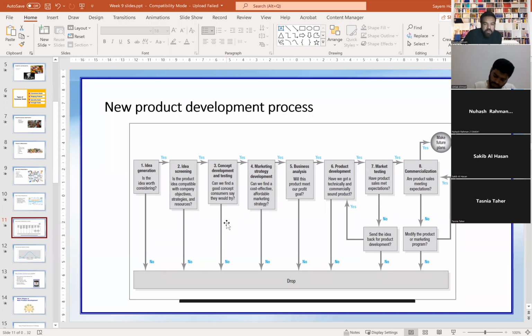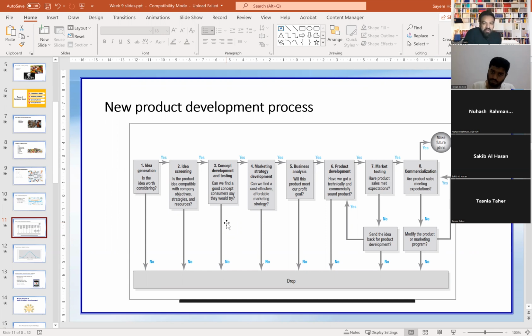Marketing strategy development, which is: can we find a cost-effective, affordable marketing strategy? Imagine you haven't even developed anything, but before even developing any product, you're still talking about these. Can you find a cost-effective, affordable marketing strategy? No, drop it. Yes, go to the next stage. Business analysis: will this product meet our profit goal? No, drop it. Yes, go to the next one.